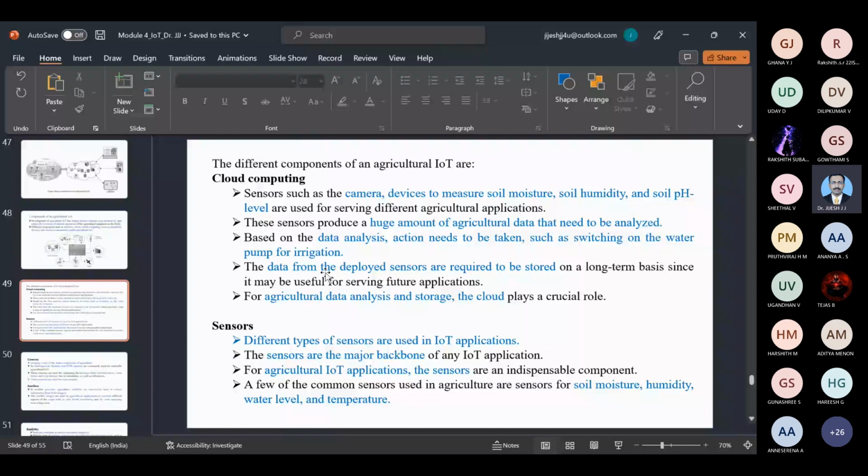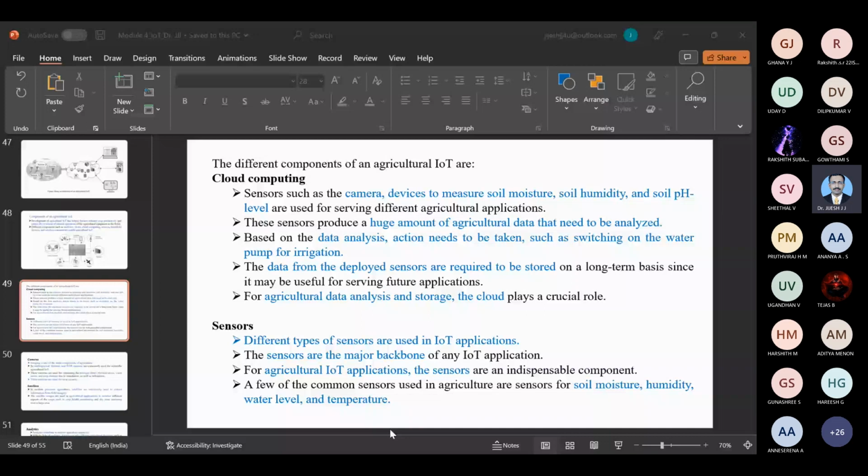And the agriculture data analysis and storage, all this plays a major role with the help of cloud computing, and cloud computing plays a very critical role with respect to the data handling and processing of information. So that is what we have also studied in detail in the previous modules. Sensors are also one of the key components of agricultural IoT, where you can see that different types of sensors are used in the IoT applications. And these sensors are the major backbone for the IoT applications.